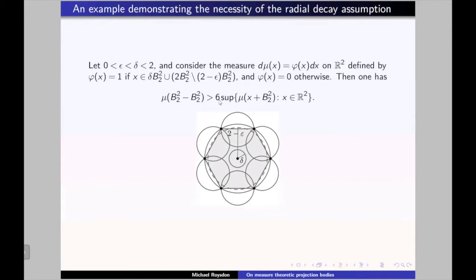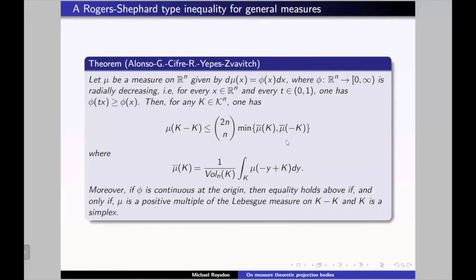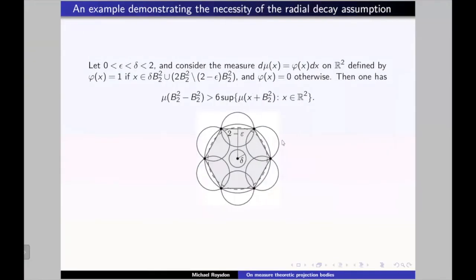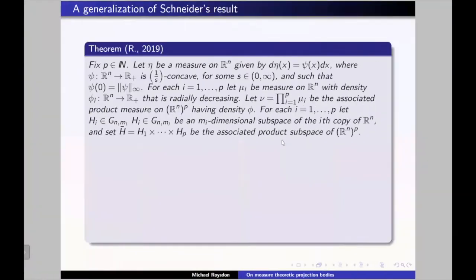So I can pick the largest one, whatever it is, and I can adjust epsilon and delta to where it needs to work. And I'll always have the mu of the difference body of the two-dimensional Euclidean ball always bigger than 6 times the largest of these shifts. And certainly in this case, it's larger than this average. Or you just replace this with supremum again and then cancel out the volumes. So the radially decreasing assumption is necessary in our theorem.